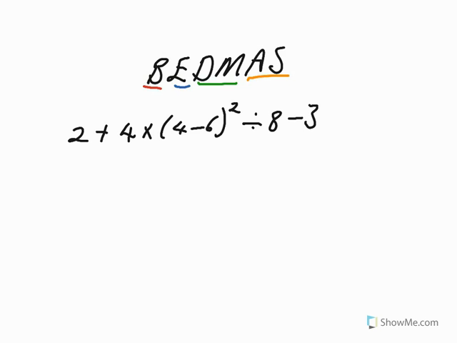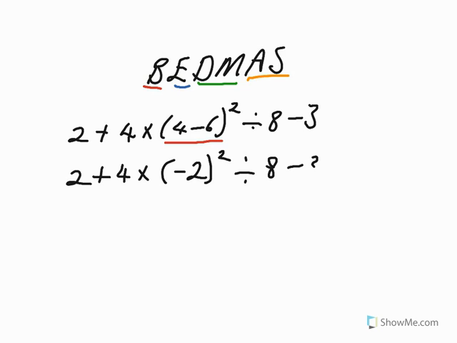In our example, we need to do the brackets first. So we need to work out what's in the brackets, but leave everything else the same. So we'll leave 2 plus 4 times, and 4 minus 6 is negative 2, all squared, leaving everything else the same. The next thing we need to do is the exponents. There's just one exponent here, and it's on the negative 2. So we need to work that piece out.